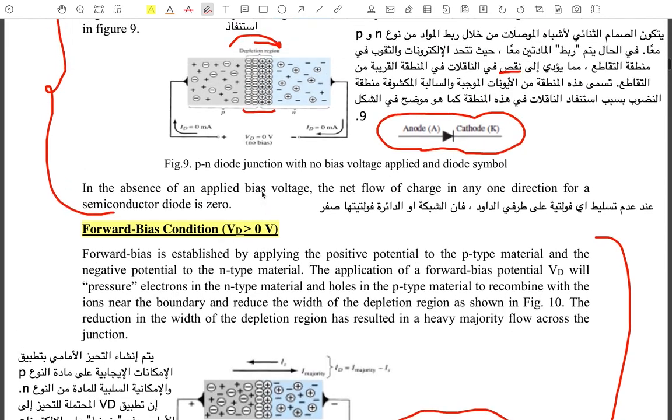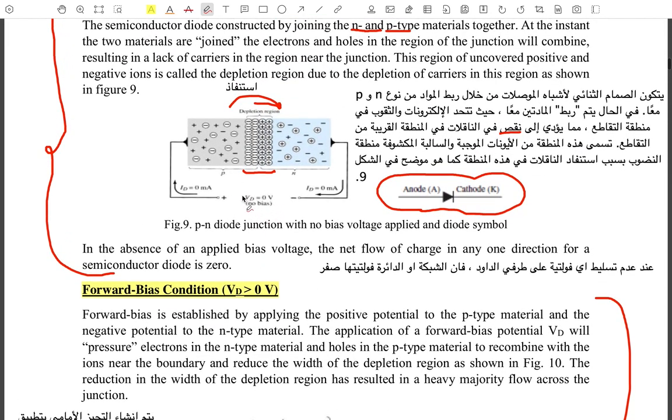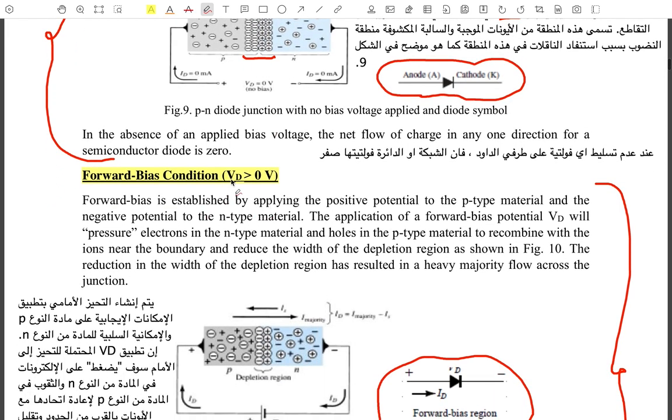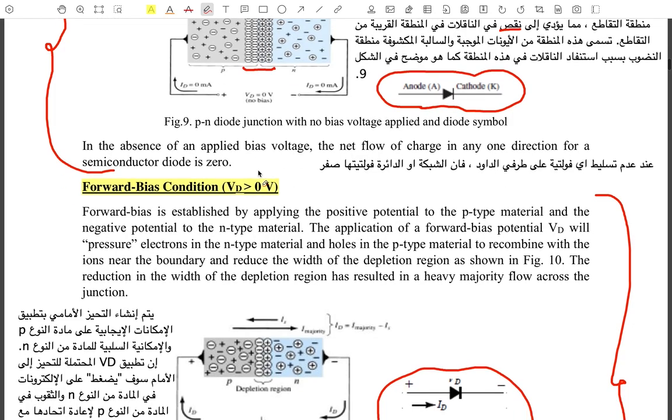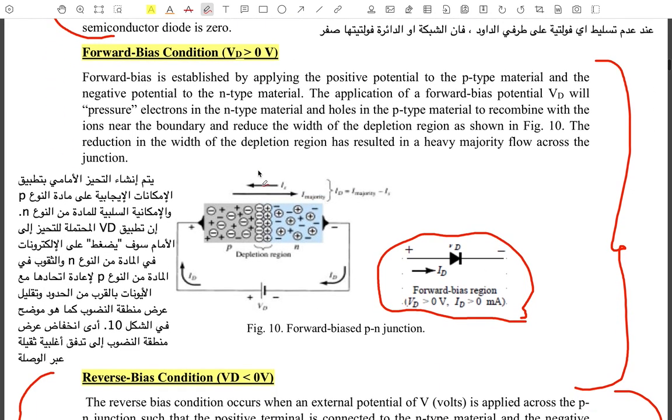We will see now. If nothing is joined, with no voltage supply applied, the diode is normal: no voltage, no current. That means 0 volts, 0 current. It is stable. If we want a circuit or to activate this material, we apply a voltage supply, for example a DC supply or an AC supply, whatever.